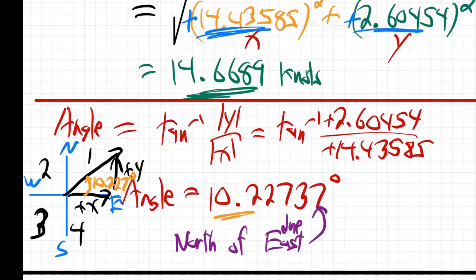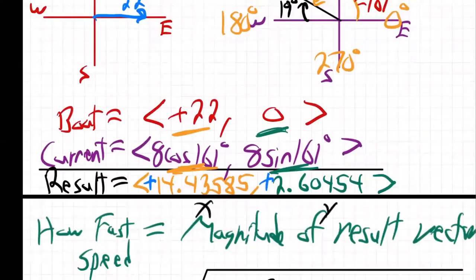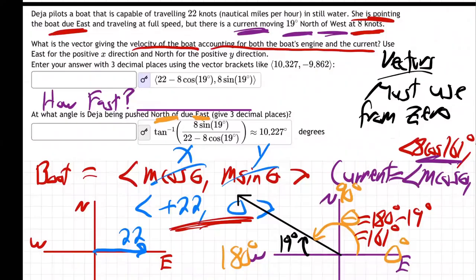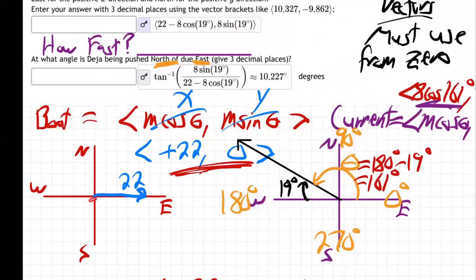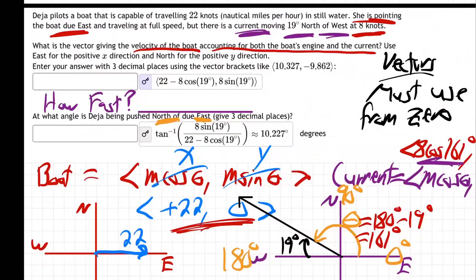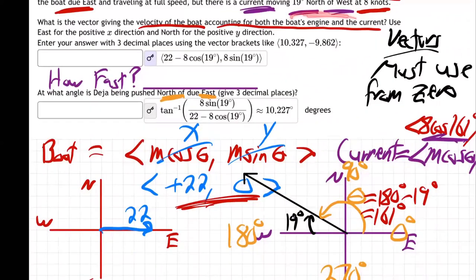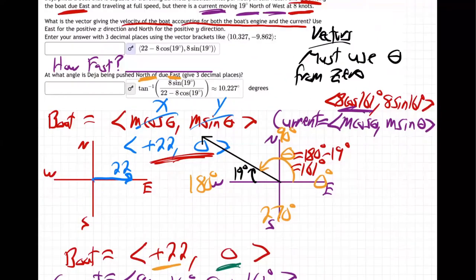There we go. So let's recap real quick. How do we do this problem again? So back to the beginning. One quick recap. So they give you her boat and the current, and you just make them both into vectors. The boat was going due east at 22. That's positive 22, up 0. And then the current is 19 degrees north of west. So for that, we did 19 degrees to the north of straight west.